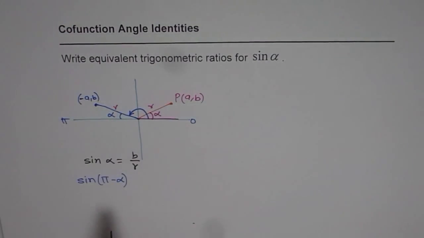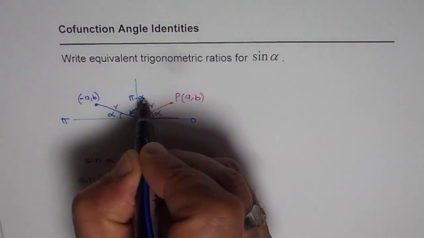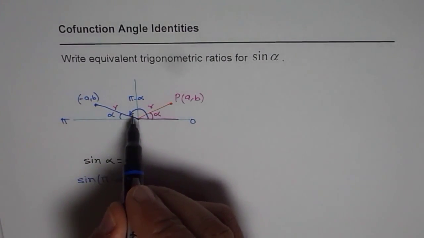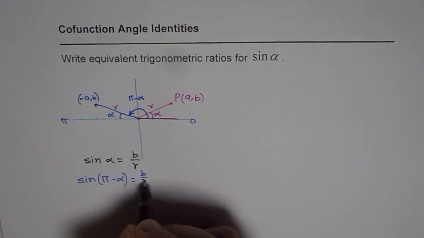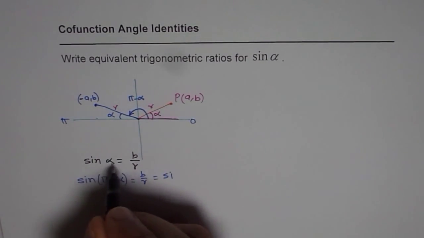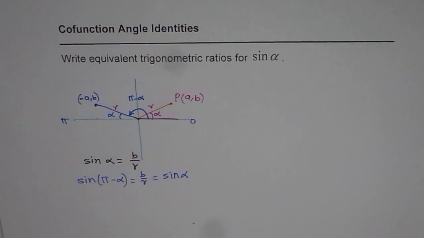Now in this position, what is sine of this angle, pi minus alpha, right? So what is sine of pi minus alpha? Sine of pi minus alpha is b over r, right? So which is same as sine alpha, correct? Because sine alpha is b over r, correct? So which is same as sine alpha.